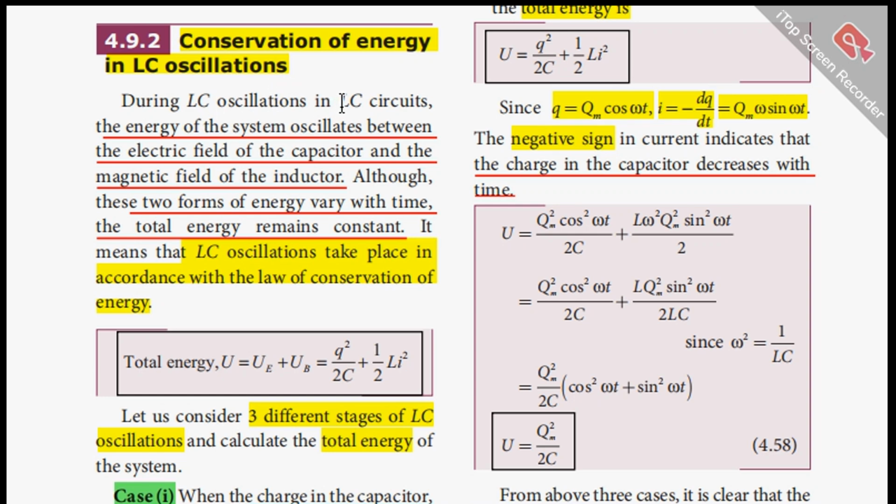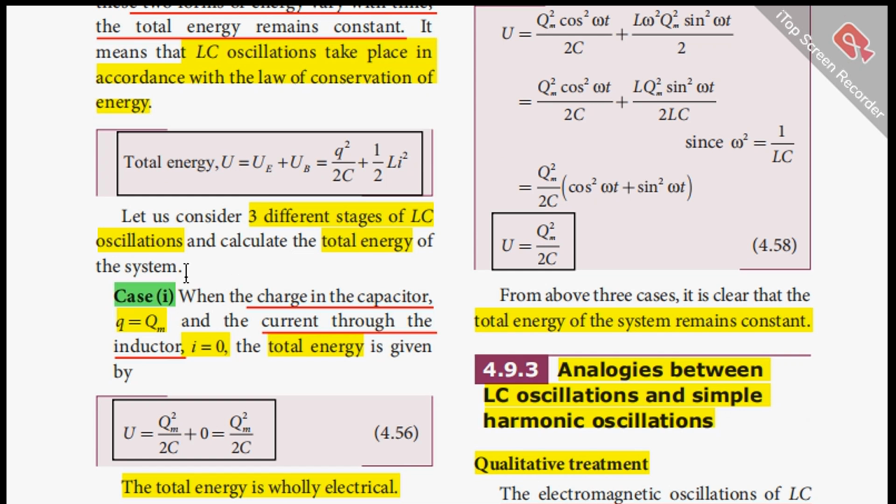During LC oscillations in LC circuits, the energy of the system oscillates between the electric field of the capacitor and the magnetic field of the inductor. Although these two forms of energy vary with time, the total energy will always remain a constant. It means that LC oscillations take place in accordance with the law of conservation of energy. So the expression for the total energy is given by U is equal to UE plus UB, that's the energy due to electric field and energy due to magnetic field. That's given by Q square by 2C plus half Li square.